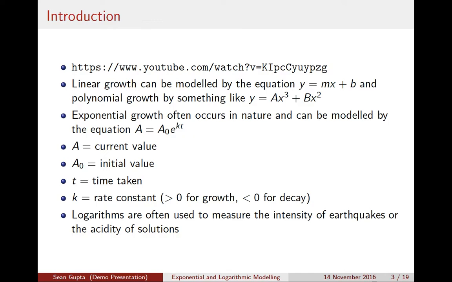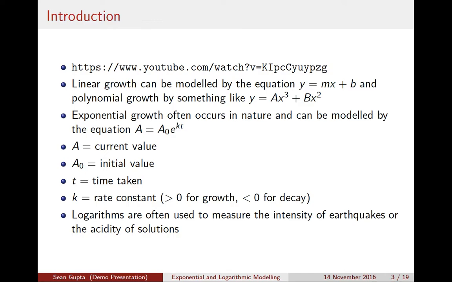What does this mean? Well, a is the current value at a certain point in time. a0 is the initial value that you start with at time equals 0. e is a very special number. e to the power of x is the exponential function. It's a constant, and this constant is roughly equal to 2.72. t is the time taken, and k is a constant number that describes, for example, if something is growing, if it's positive it's growing, or if it's negative it's decaying.